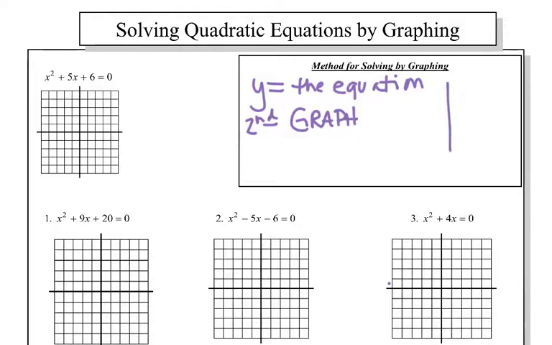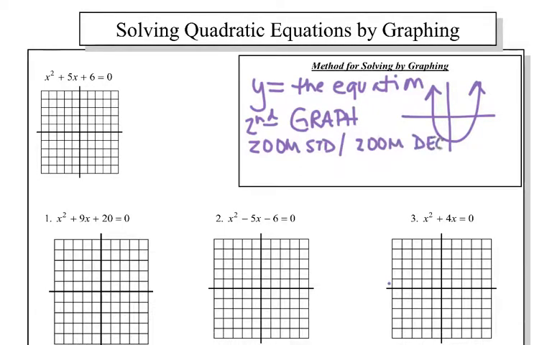And then when you do that, you'll see this picture. If you don't see that picture, you can always go to Zoom Standard, or Zoom Decimal. They will help you see it. And then we're going to find the roots. And the roots are going to be here and here. And the roots are the same solutions that we get by graphing.